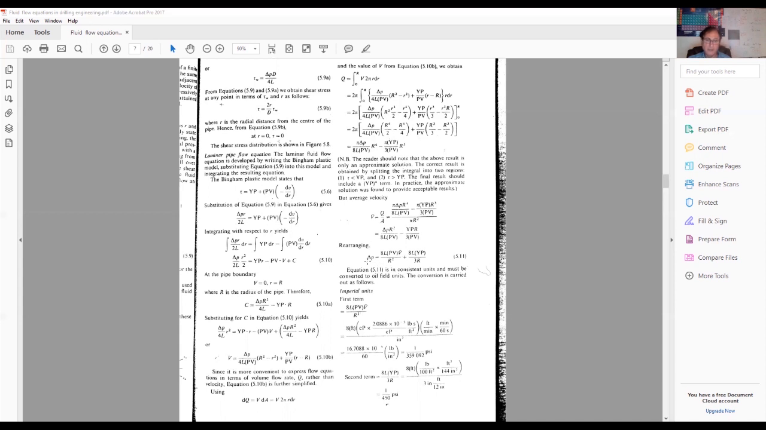Now, the first thing you notice is that this equation is not familiar to most engineers, so we need to convert it into field units. And you need to learn how you do that, because if you come up with a new equation, you need to learn the technique.